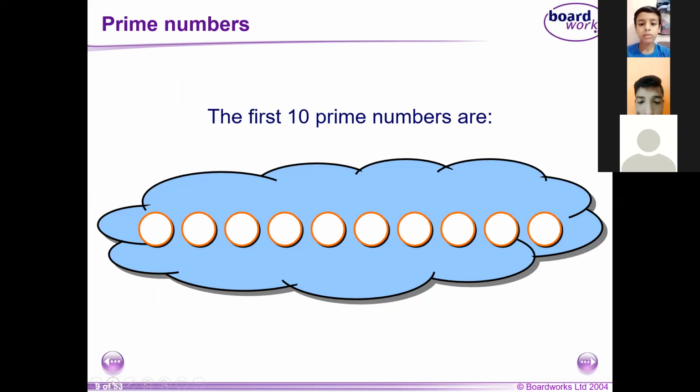The first 10 prime numbers are: the first prime number is 2, then 3, then 5, 7, 11, 13, 17, 19, 23, and 29. So these are the first 10 prime numbers.